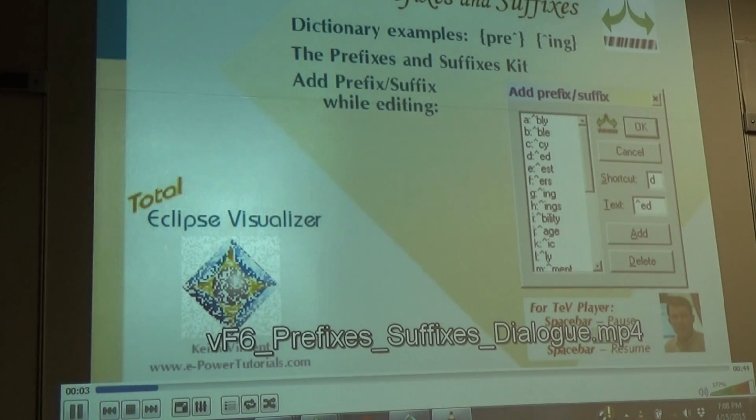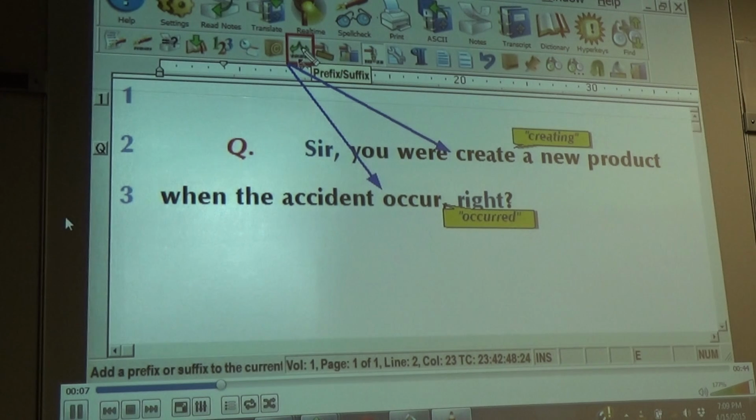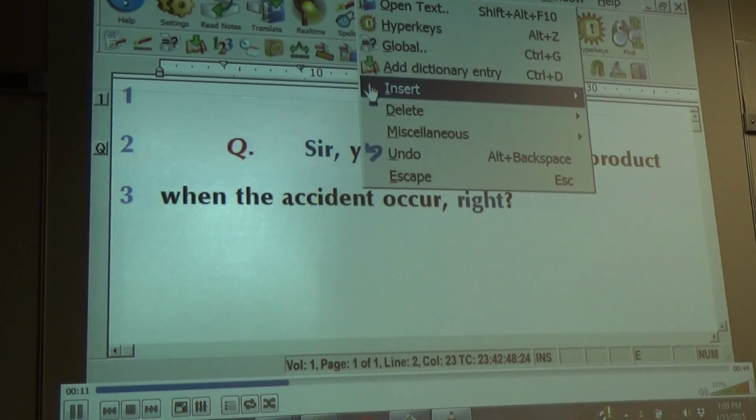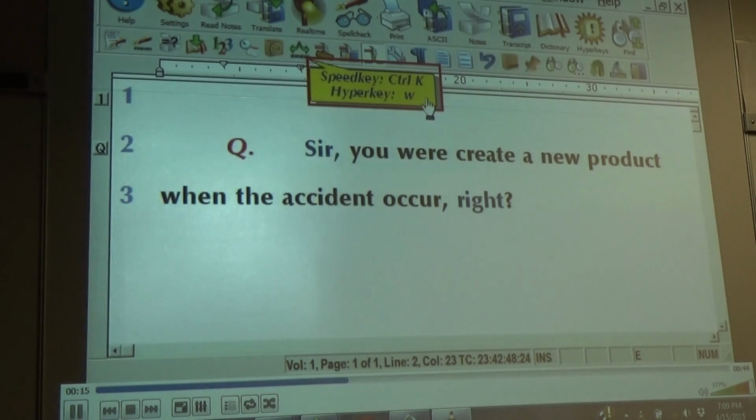Occasionally, you'll need to add a prefix or suffix while editing. You can click on a toolbar icon, or open the Edit menu to insert a prefix or suffix, or press Hyperkey W. Guys, write this down. W in HyperKeys. And you can do it right now. Make sure you're in HyperKeys and press W.